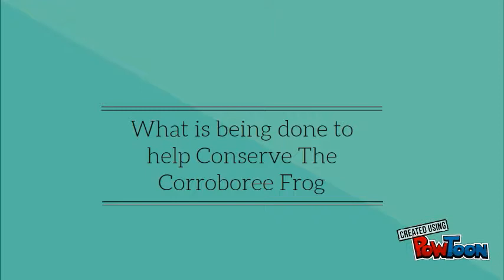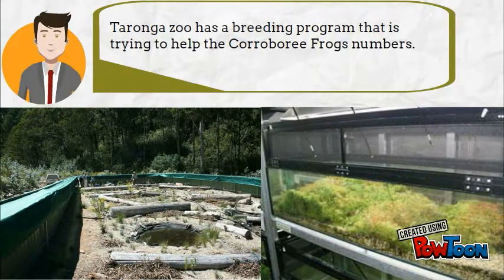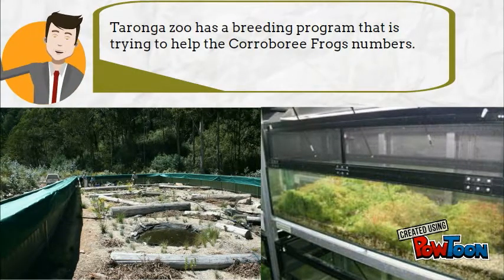What is being done to conserve the corroboree frog? Taronga Zoo is heavily involved in the National Recovery Program to breed and release corroboree frogs into the wild. The breeding program has been successful with the northern corroboree frog, but not very successful with the southern corroboree frog, with breeding hundreds of thousands, but only tens of thousands staying alive.